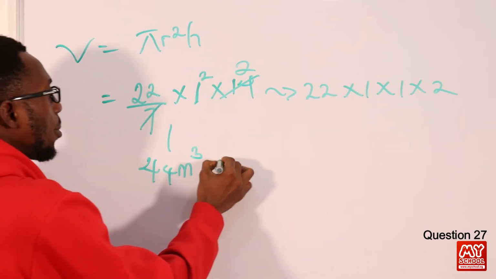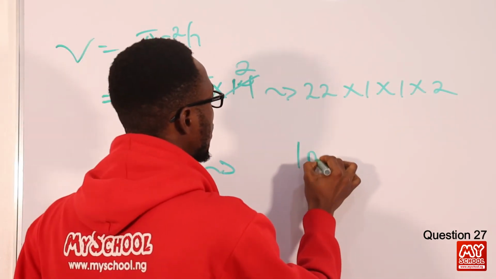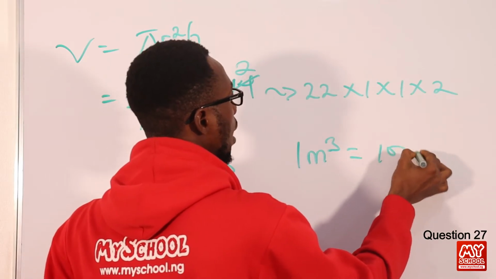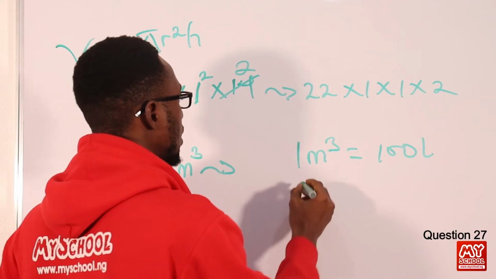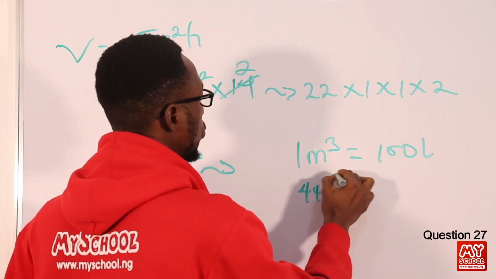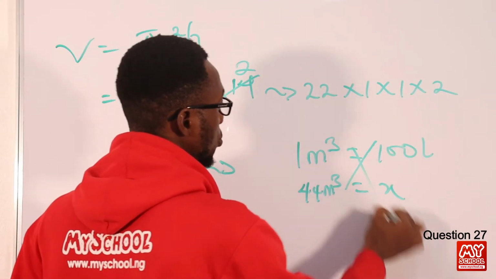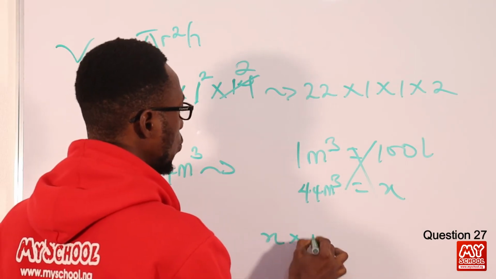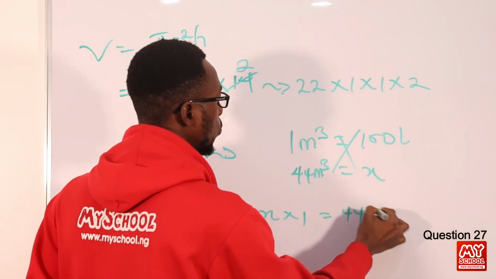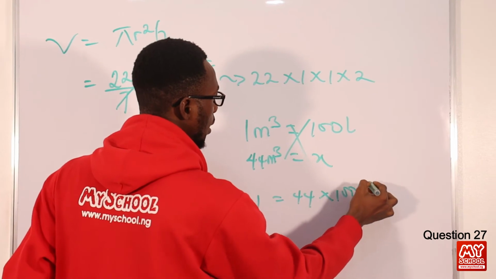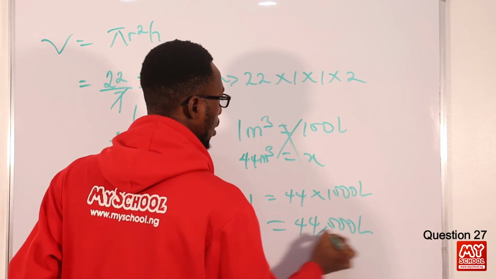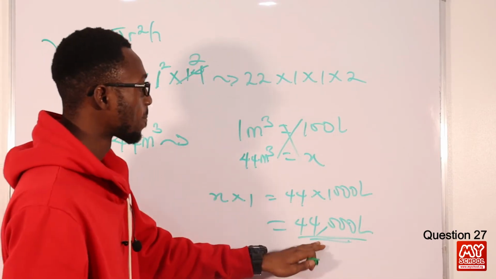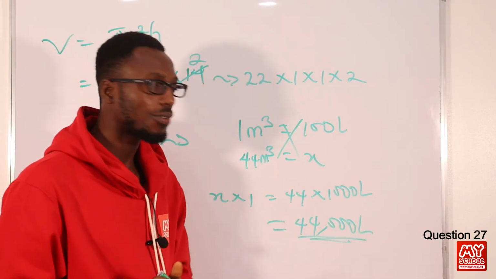So if you recall that this equals 1,000 liters. Remember, we're asked to present our answer in liters. Therefore, 44 meter cube is equal to x. So by the time we cross multiply, we have x times 1 equals 44 times 1,000 liters. So that should be 44,000 liters. So let's go back to the screen to select 44,000 liters.